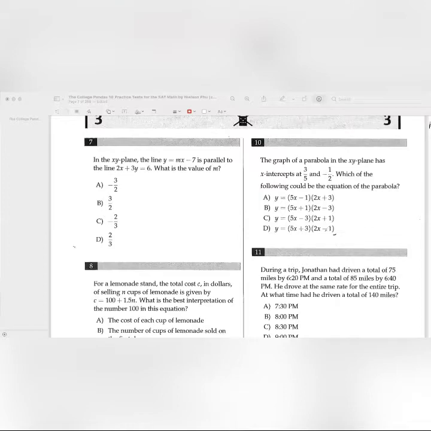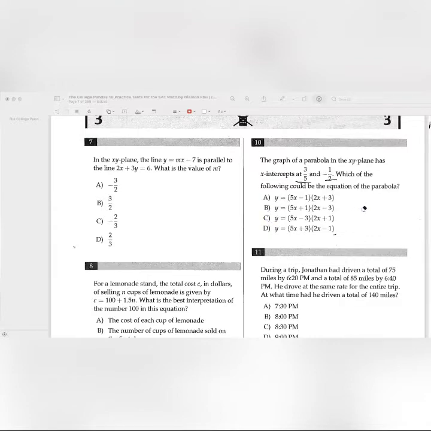Okay, the graph of a parabola in the xy plane has x-intercepts at 3, 5, and minus. Okay, so this one works. Yeah, it should. So that's the right answer because it has to be. Yeah. All right. That's quick.